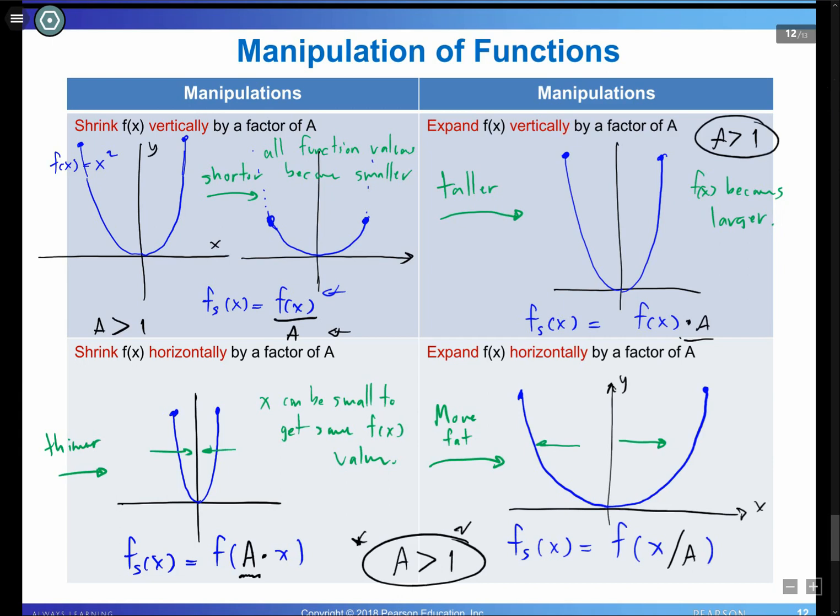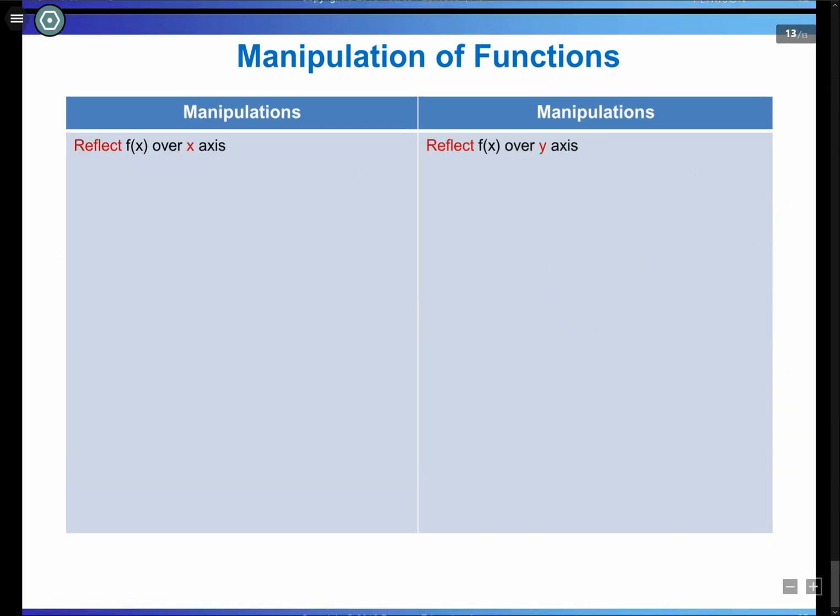Very important. So, here x needs to be large to get the same function value, f(x) value. And that's why you get a parabola that is expanding horizontally. Alright, now let's move to this last slide.